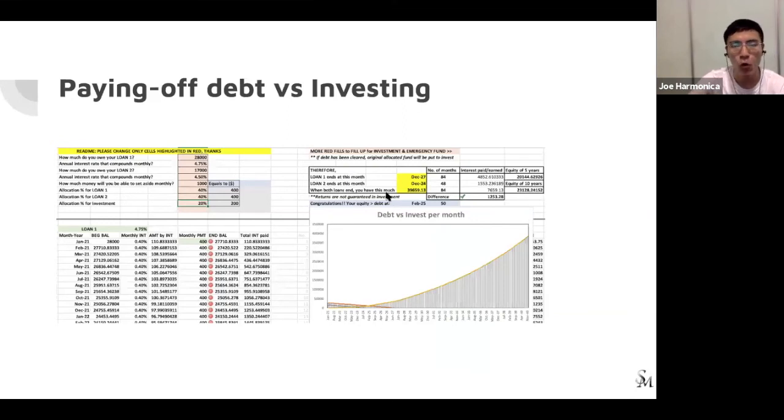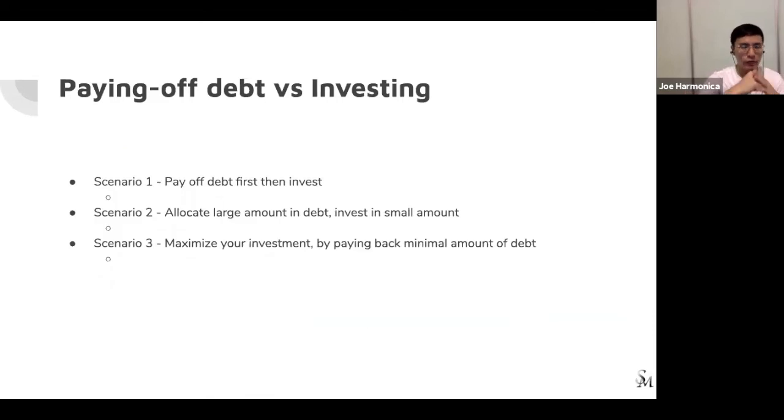Let's move back quickly to the spreadsheet to do more hands-on work on how much you should allocate to your debt paying portion and how much you should be investing every month. To answer that, I have 3 scenarios here that we can walk through. The first scenario: pay off all your debts first and then invest. So you don't invest one single penny until you clear your debts. I believe this is most people's perspective, right?